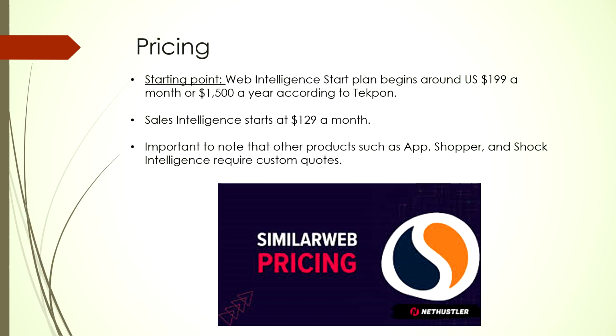So when it comes to the pricing, here we see that the starting point, the Web Intelligence Start plan begins around $199 a month or $1,500 a year according to TechPon. There's another option called the Sales Intelligence, which starts at $129 a month. So slightly cheaper, just doesn't include the things that the starting plan would. It's also important to note that the other products such as App, Shopper, and Stock Intelligence require custom quotes.